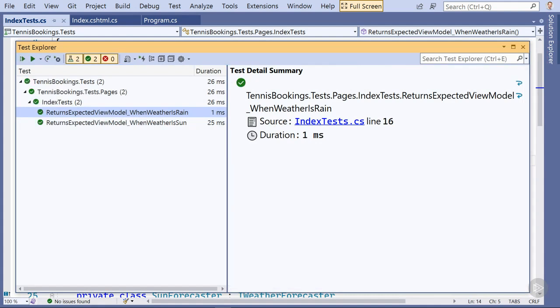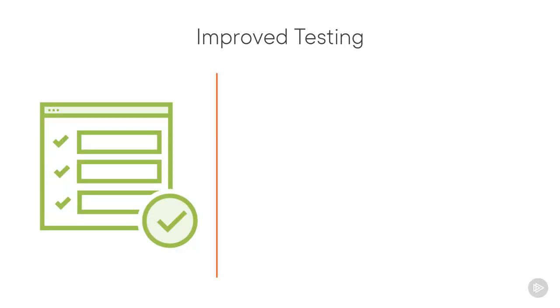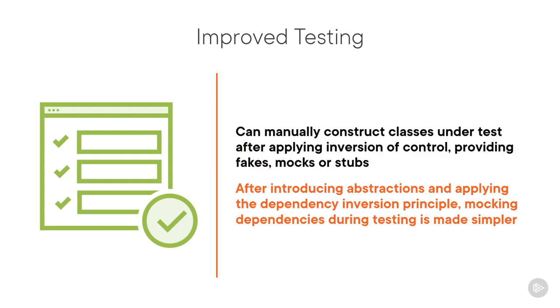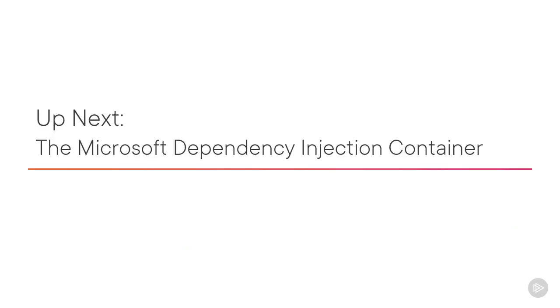Due to our changes, we're now able to successfully run these unit tests and adequately test the logic of the index model. Because of our refactoring, we can manually provide dependencies using fakes, mocks, or stubs during testing. This is a valuable advantage of inverting control with constructor injection, combined with depending on abstractions rather than concrete implementations. In the next module, we'll learn more about the Microsoft Dependency Injection Container.